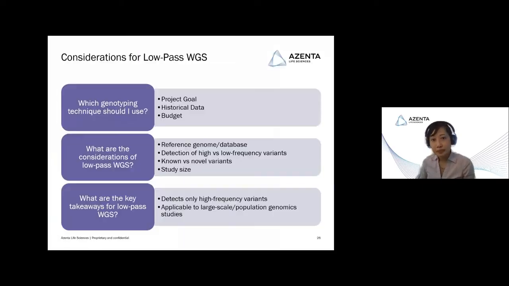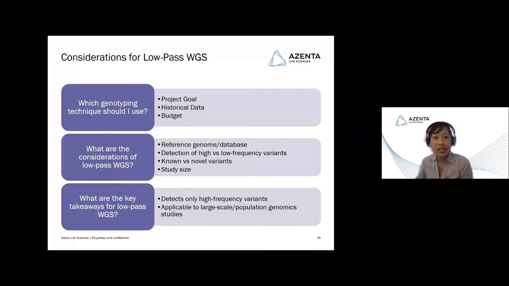So in summary, low-pass whole genome sequencing is one of the many techniques that are available for genotyping and profiling. But when deciding which technique to use, we do need to think about what the project goal is and what type of historical data is available to design off of, if it's necessary. Budget should also be considered, especially considering the sample size that you might want to test. For low-pass whole genome sequencing specifically, you do need to think about whether imputation tools are pre-existing, what type of variants or changes you're hoping to capture, and lastly, how large the study is.